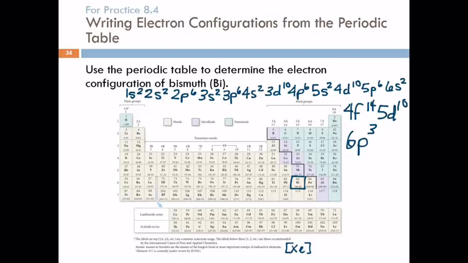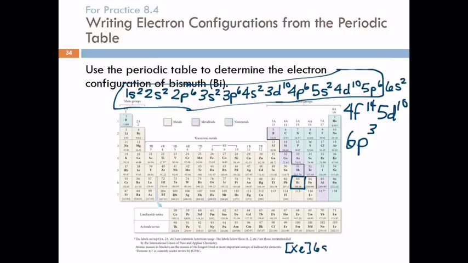And xenon goes up to 5p6, right? So all of this is the electron configuration of xenon. So by writing the element symbol xenon in brackets, we're saying all of that. And then we just need to write what comes after that, 6s2, 4f14, 5d10, 6p3.